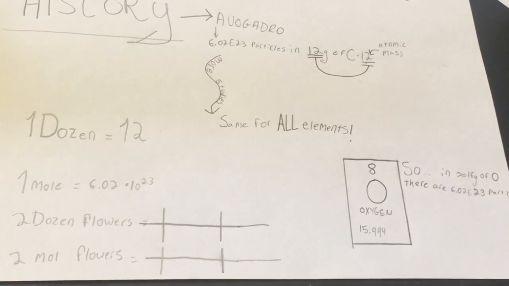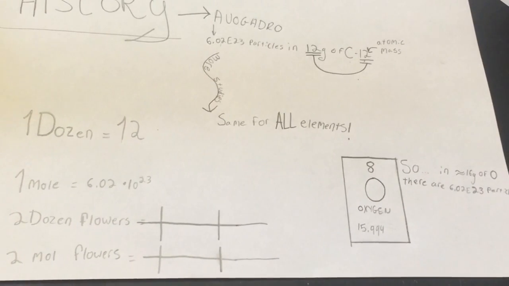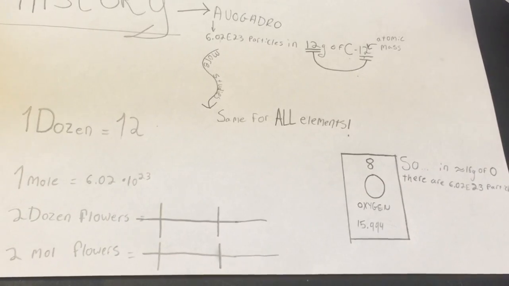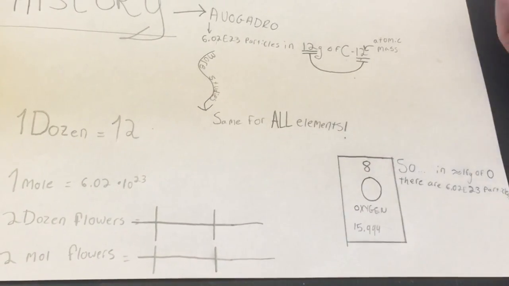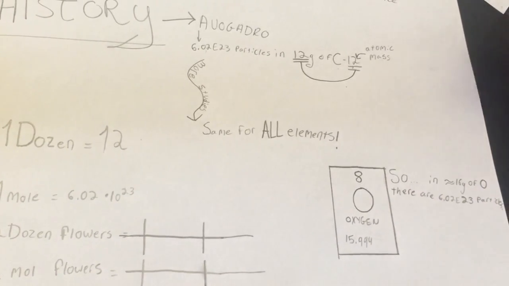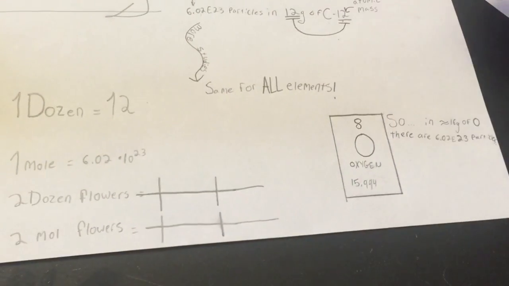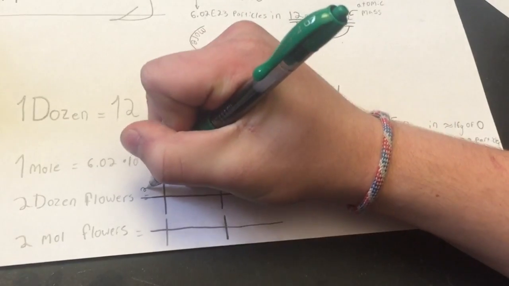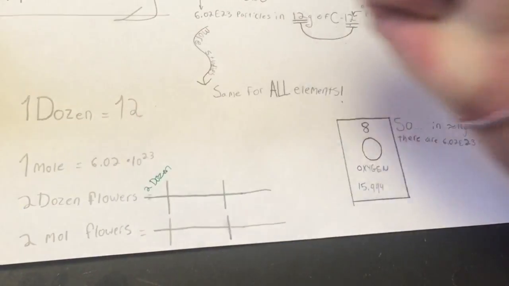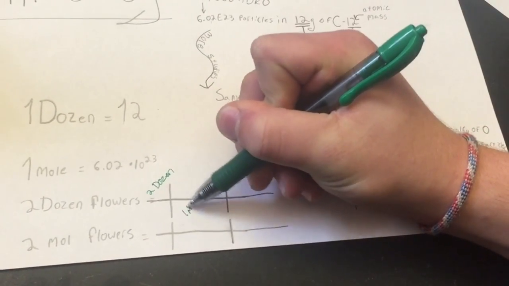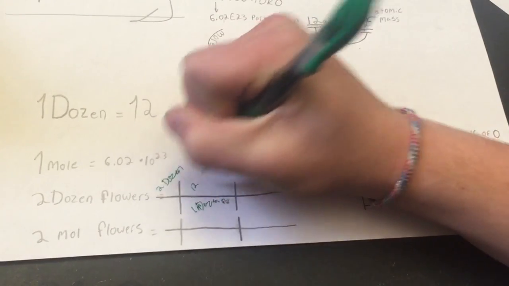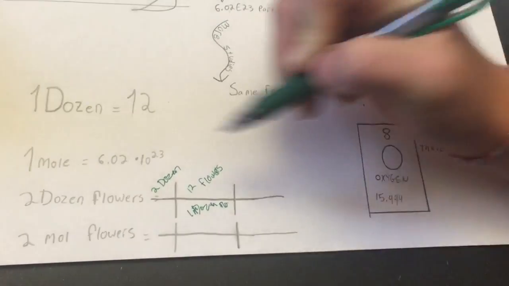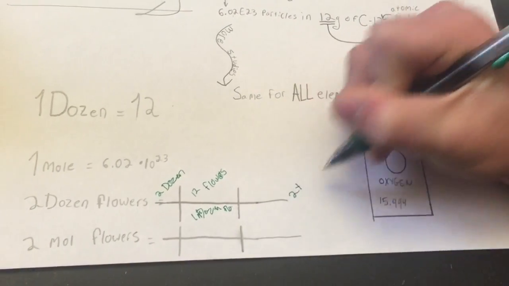So similarly, we all know what a dozen is. A dozen is pretty similar to a mole. So whereas 1 dozen is equal to 12, 1 mole equals 6.02 times 10 to the 23rd particles. So if you have 2 dozen flowers, then let's work this out. So 1 dozen flowers is equal to 12 flowers. So then when you multiply this across, you get 24 flowers.